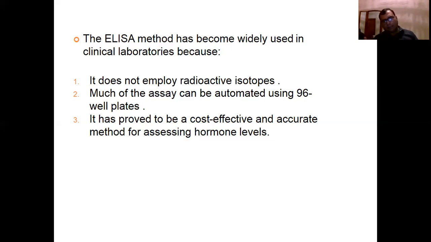And later we discussed how it is measured.